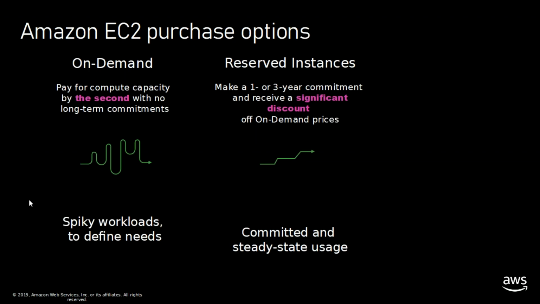Next we have reserved instances, where we make a 1 or 3 year commitment. This is a significant discount because we are committing to this instance. It is used for steady state usage, so if we already know the workload, we can use this. Primarily, we can use this for our production also.